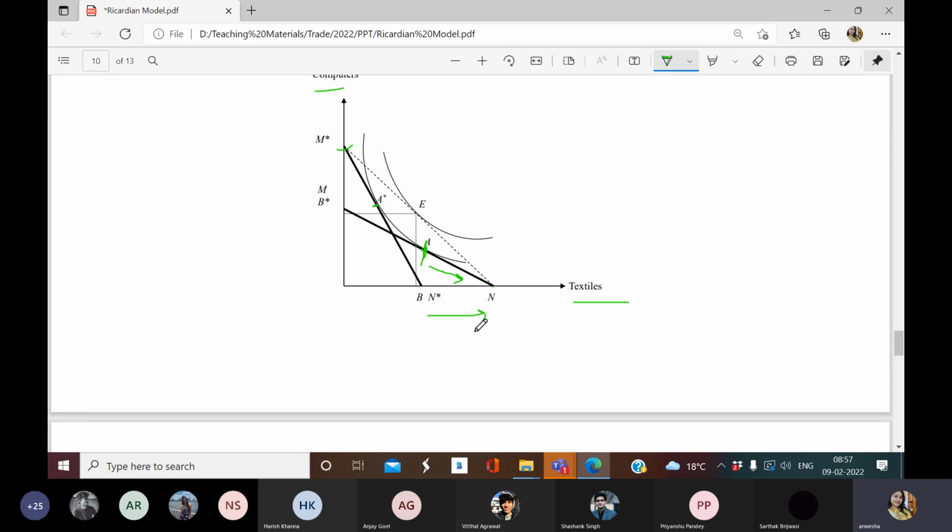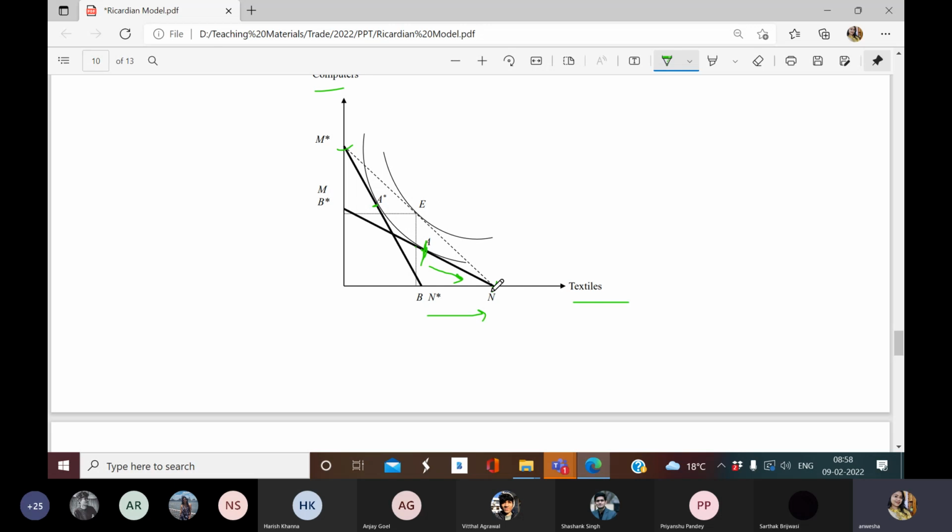How long will they go on? They will go on till the point of complete specialization, that means the horizontal intercept of the PPF. Why? Because you can now expand production without incurring additional cost, since you have assumed constant opportunity cost, or constant MRT. So that's why you get the result of full employment. In the home country, the resources will be completely shifted from the comparative disadvantage sector to the comparative advantage sector, so it is completely specialized in the production of textile.